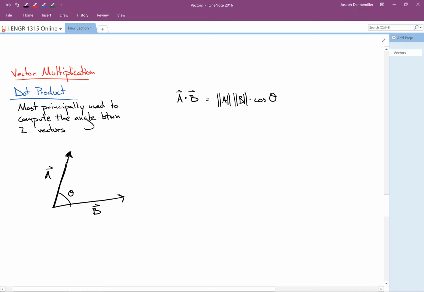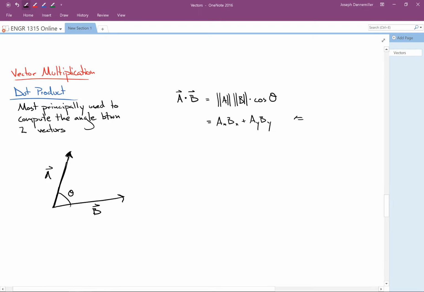However, if we most principally use this to compute the angle between two vectors, then we have to have an alternative formulation, because A dot B, or theta, is foreign to us. So the alternative formulation for 2D is this: the x component of A multiplied by the x component of B plus the y component of A multiplied by the y component of B. This is the summation of the piecewise products. That's what this is called.